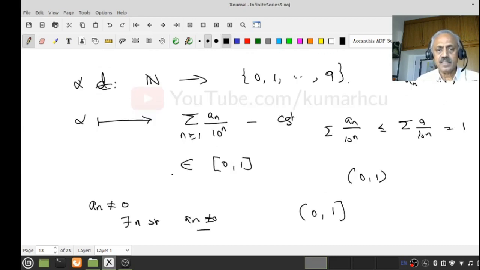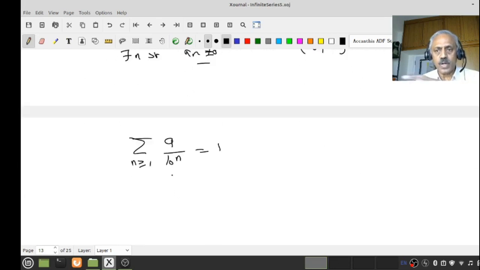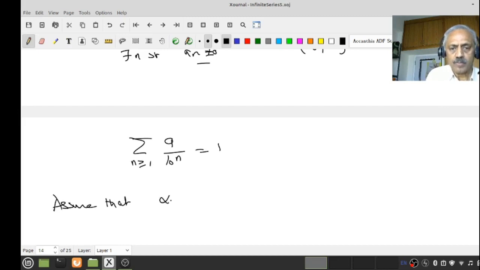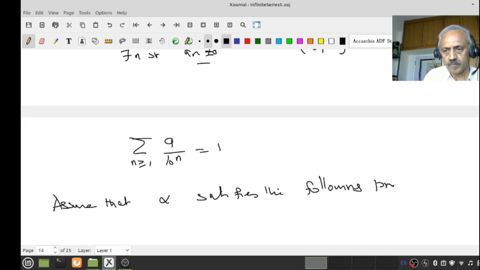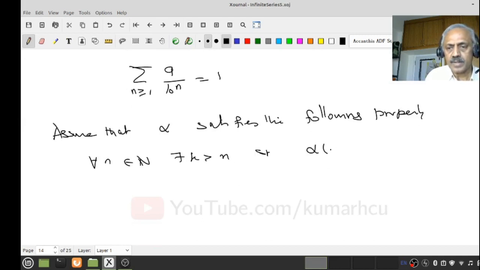But what do I have to make sure? Alpha is such that if alpha_n equals 9 for all n, then I will get 1. But I don't want 1. So what condition should I impose? Exactly the condition which we just now saw. Assume that alpha satisfies: for every n, there exists k greater than n such that alpha_k is not equal to 9.